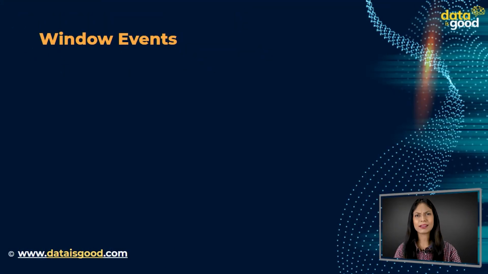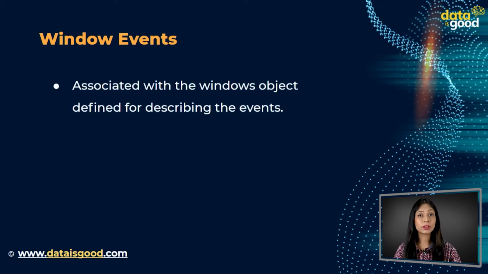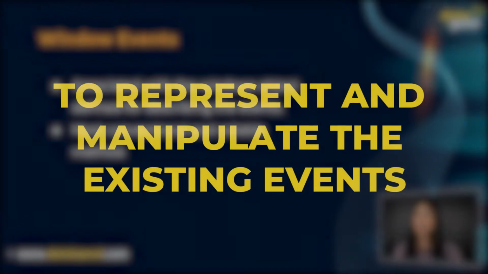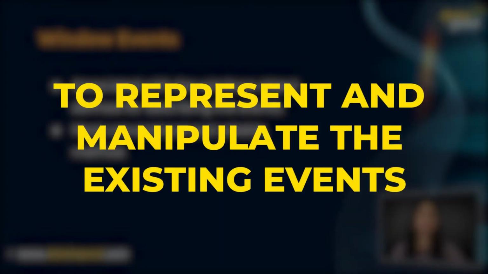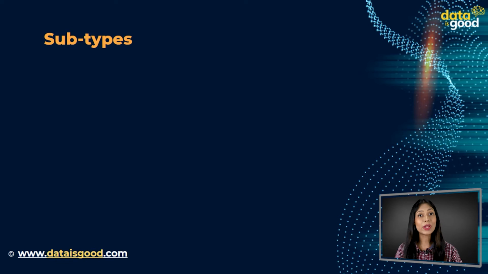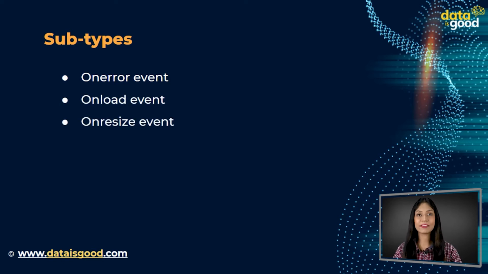Well, what exactly are these window events? JavaScript window events are associated with the window object defined for describing the events. So using JavaScript window events is the most conventional and reliable method to represent and manipulate the existing events. This is the list of the window events that we are going to see today: onError event, onLoad event, onResize event, onPageshow event. Without any further ado, let us get started with these events one by one.